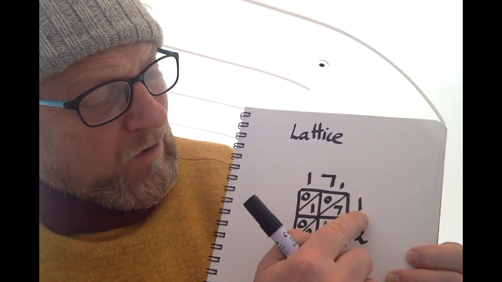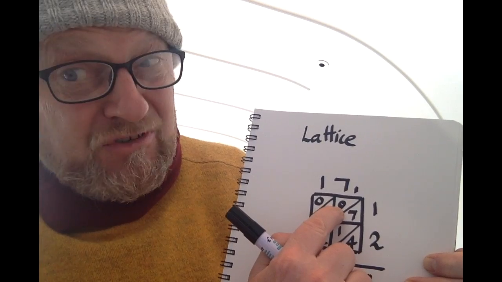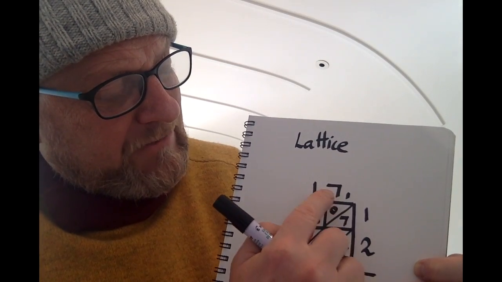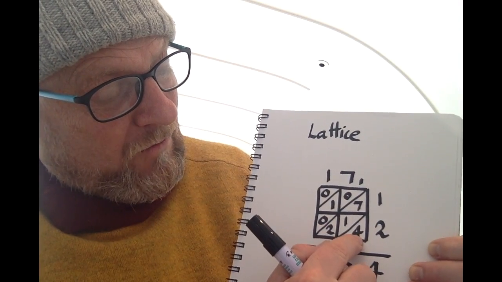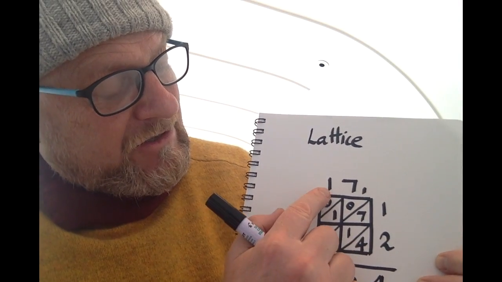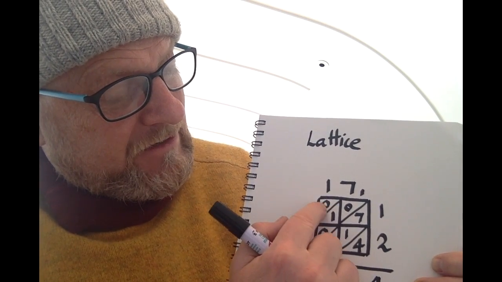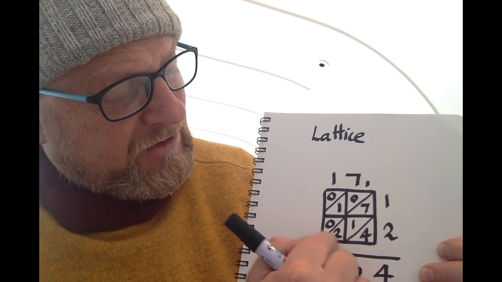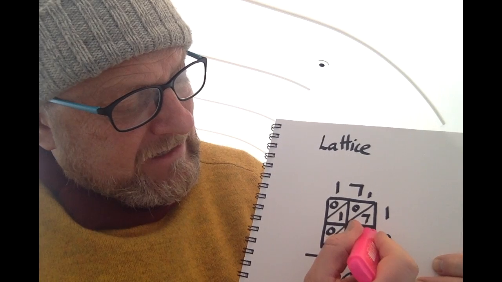Then you do 1 times 7 is 7. So there's no tens, you put a 0, and you put 7 ones there. 2 times 7 is 14. So there's 1 ten and 4 ones. Then you go across and you do this one over here. 1 times 1 is 1. So there's no tens, put it there. And then 1 times 2 is 2. There's no tens there. Then you add them diagonally.